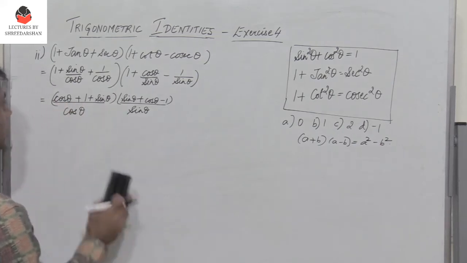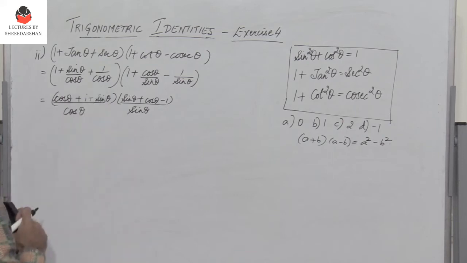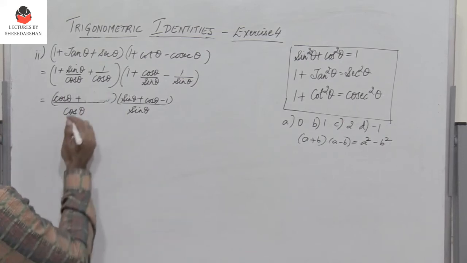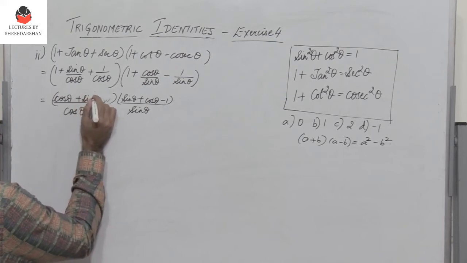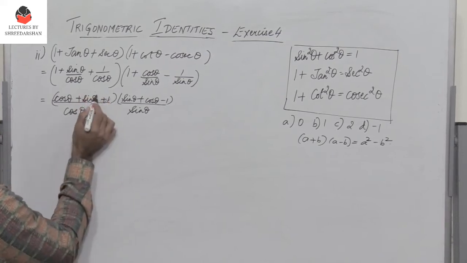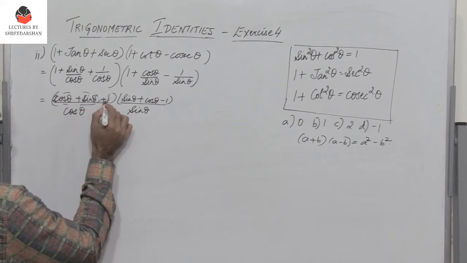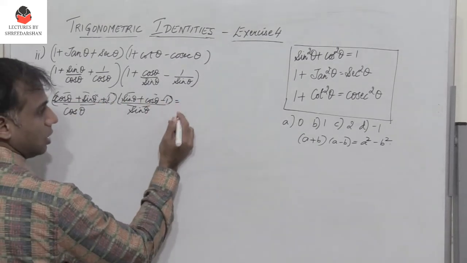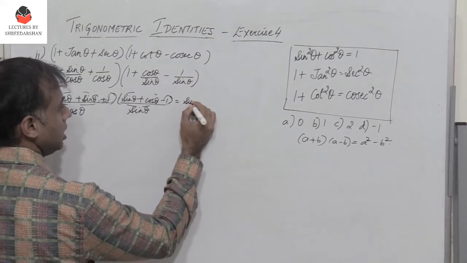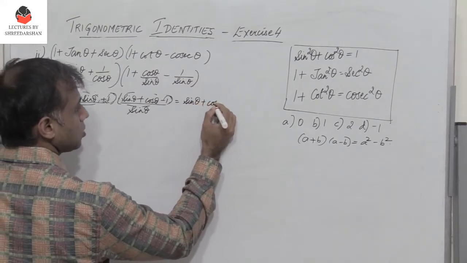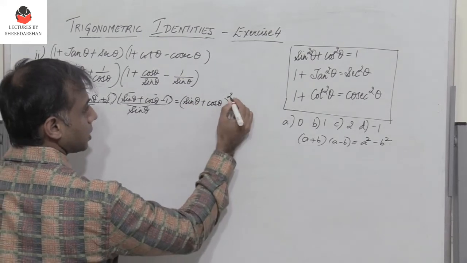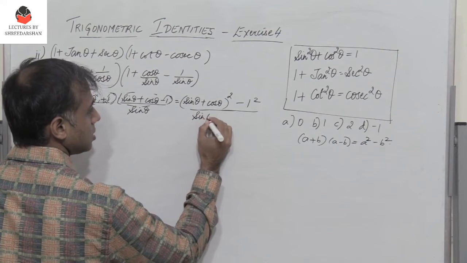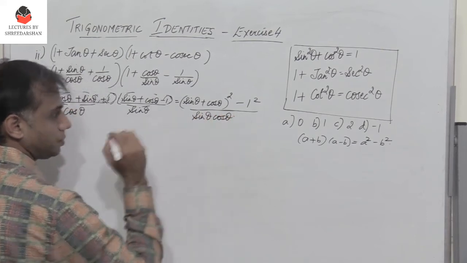So let me put this 1 on the other side, right? If I put this 1 on the other side, I get cos theta plus sine theta plus 1. So this is a and this is b, and this is again a and this is b. So we get a square minus b square, which is sine theta plus cos theta the whole square minus 1 square divided by sine theta cos theta, right?